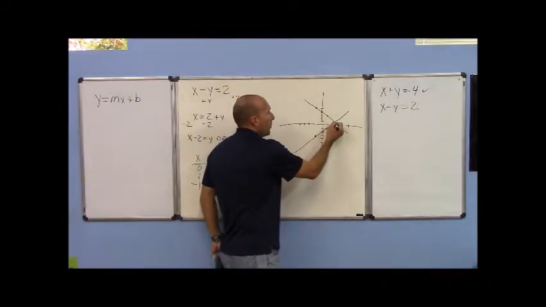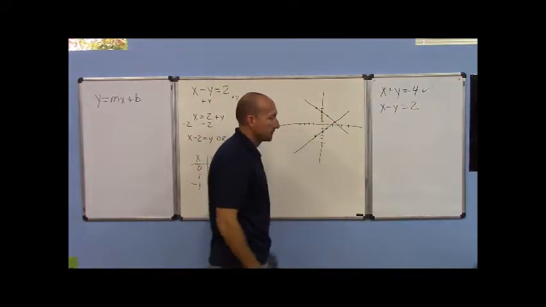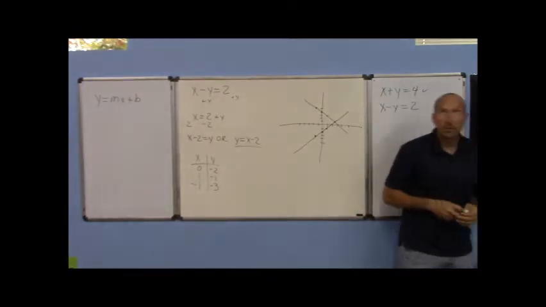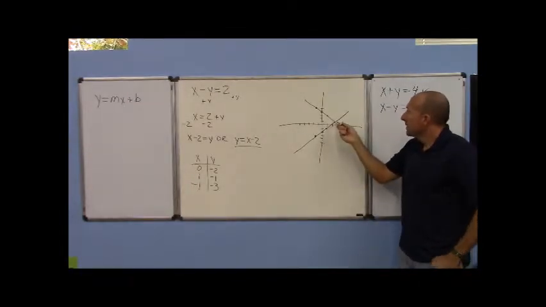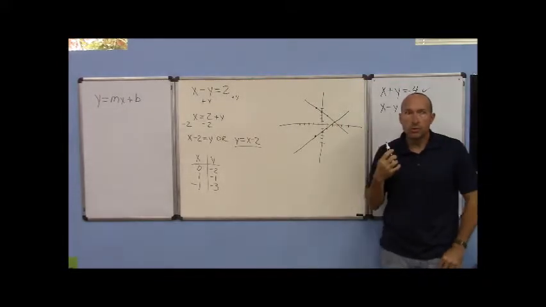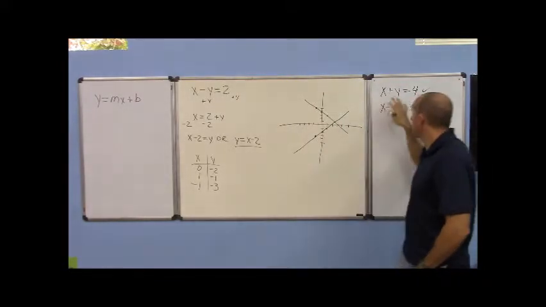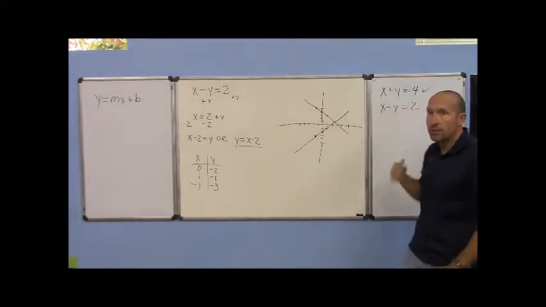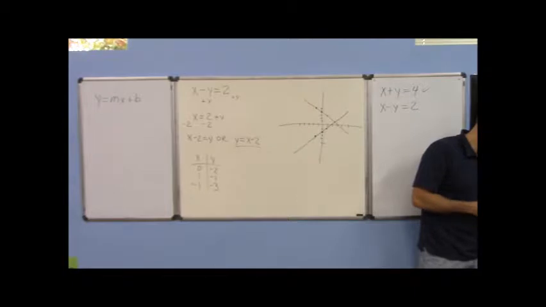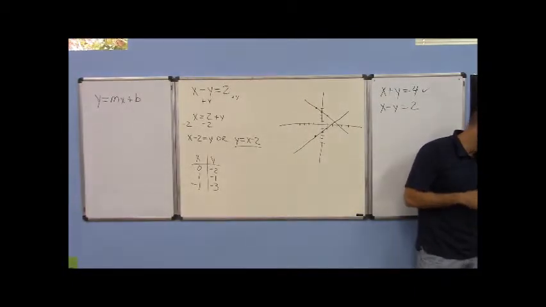Here, we have the point at which they intersect. What do you think? Think about this coordinate point. What could you do with that relative to these two equations, and what information would it tell you? What do you think would happen?